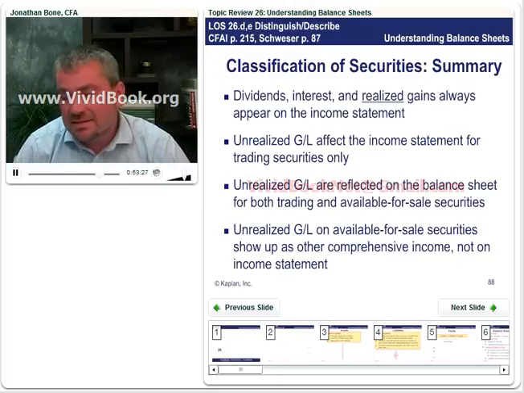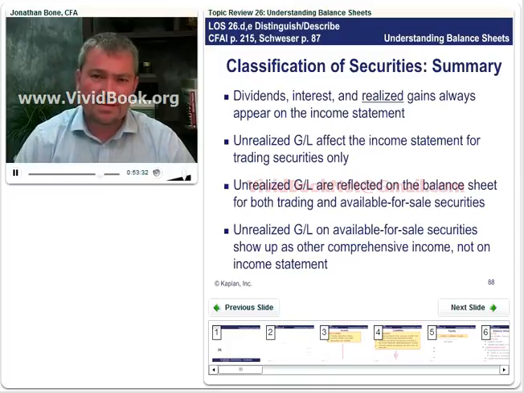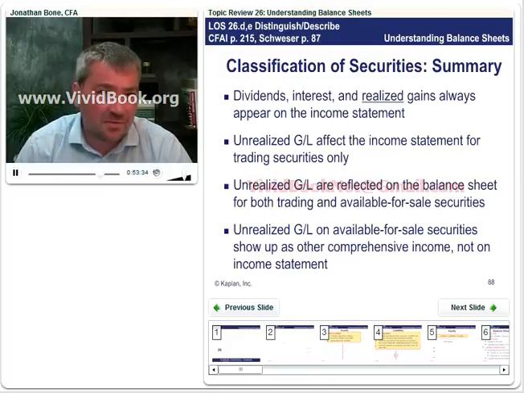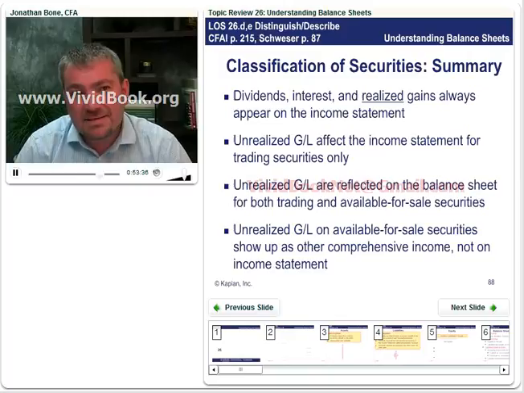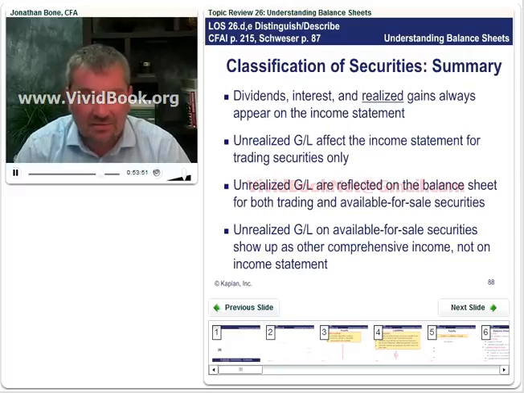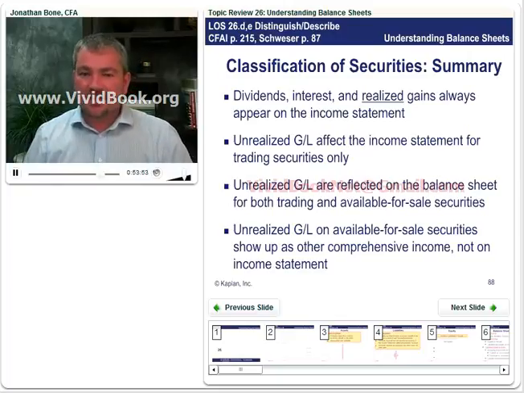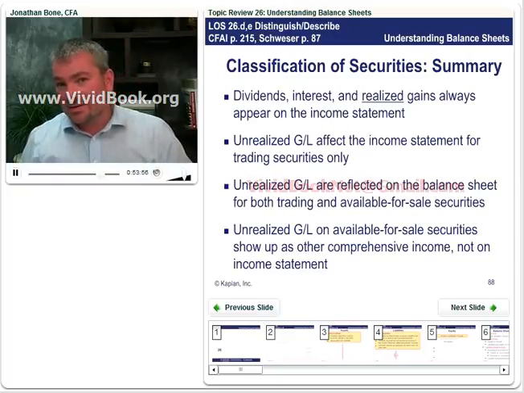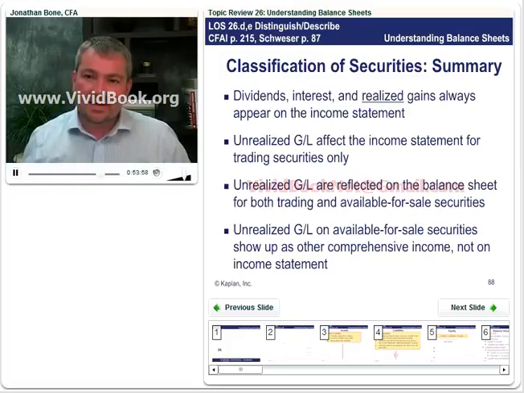Unrealized gains and losses only go through the income statement for trading securities. Be a little bit aware that you may see the phrase fair value through profit or loss. That's simply the IFRS name for trading securities. Unrealized gains and losses go through the balance sheet for both trading and available for sale securities. Of course, we know that they're reflected in assets at their market value, but the unrealized gain or loss on available for sale does not hit the income statement. Instead, it goes direct to stockholders' equity as one of our comprehensive income statement items.